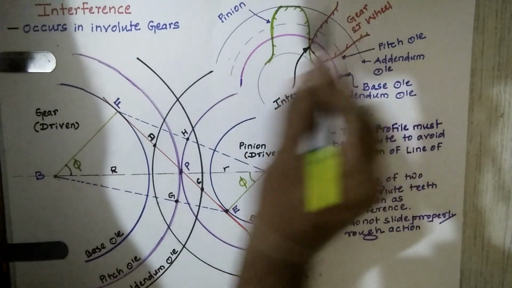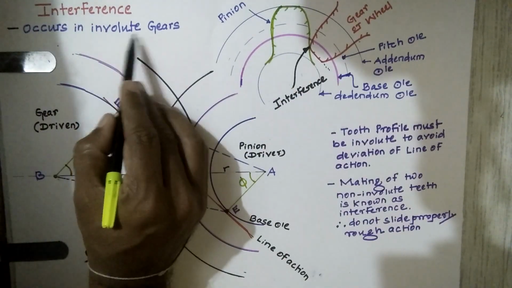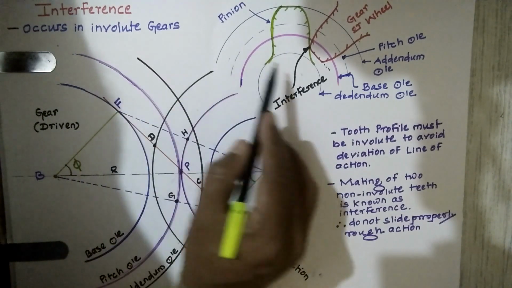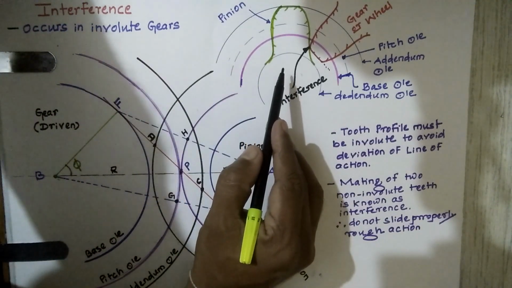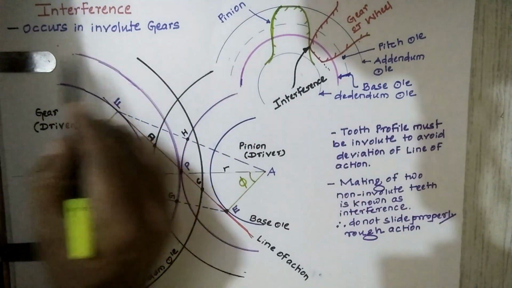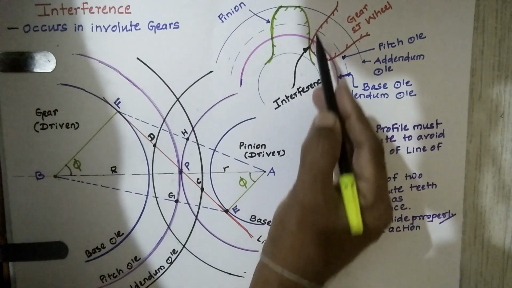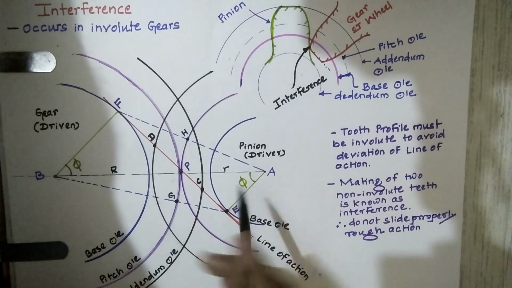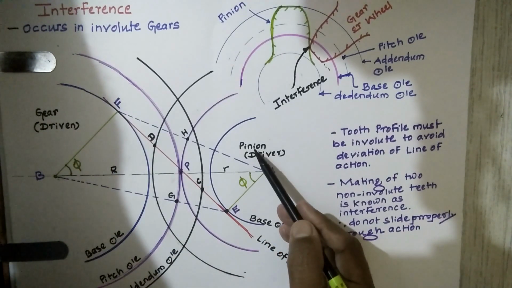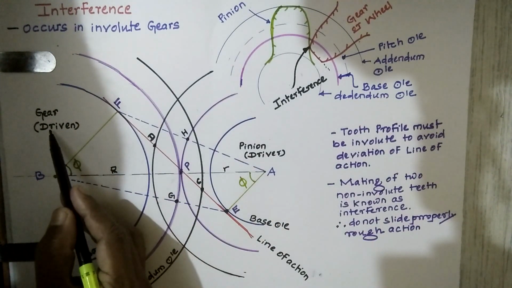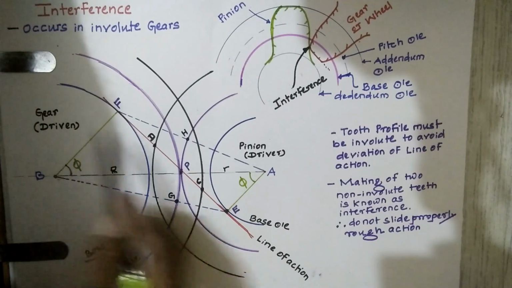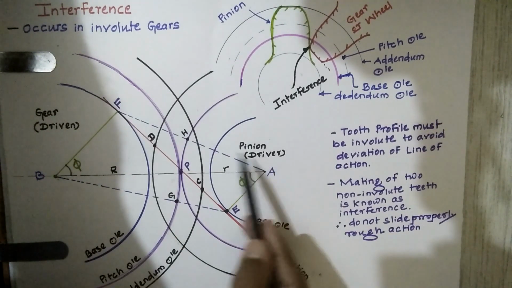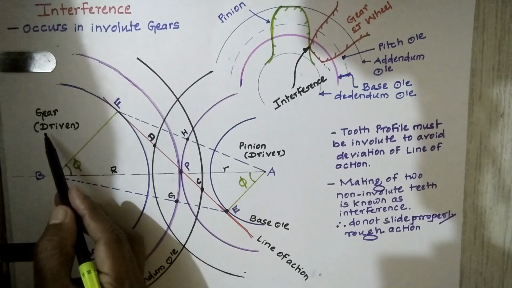One more thing, interference occurs in involute gears only, not in cycloidal gears. You have to remember that also. Okay, look at this figure. This is a figure I have drawn here as a skeleton diagram. Look at this one. I have taken a pinion and a gear or wheel. Pinion I have taken as a driver, gear as a driven.